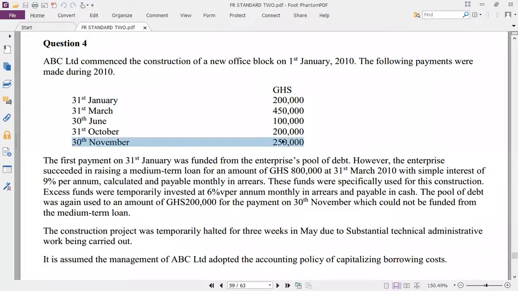On 30th November, they spent 250. 50 is coming from the specific. 200 is from the general pool of fund. And so from 30th November up to 31st December, how many months? Probably one, only January. Sorry, only December.